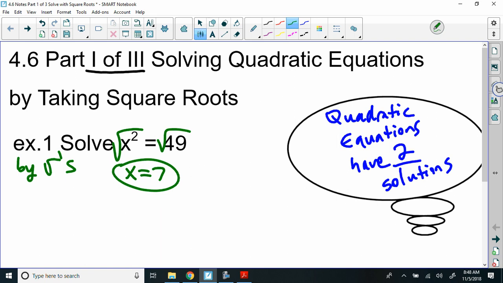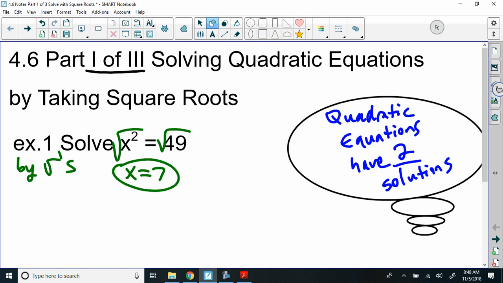How do you get negative 7? Negative 7's right, and 7, but how do you know that it's negative 7 also? Because it's the opposite, but how do you know that it's the answer? Oh, because it makes the equation true. Negative 7 times negative 7 equals 49 also.